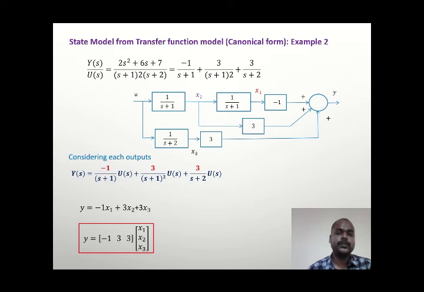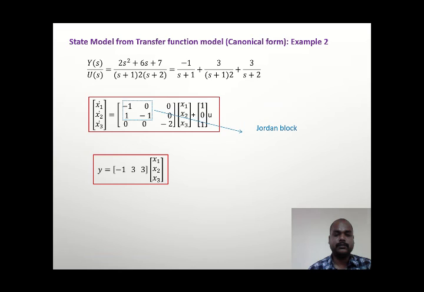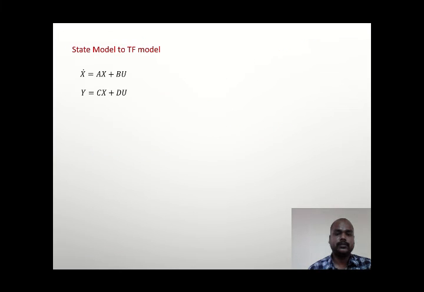This will be the output equation, with these three constants, minus 1, 3 and 3, multiplied by x1, x2 and x3 respectively. This is the state space model.